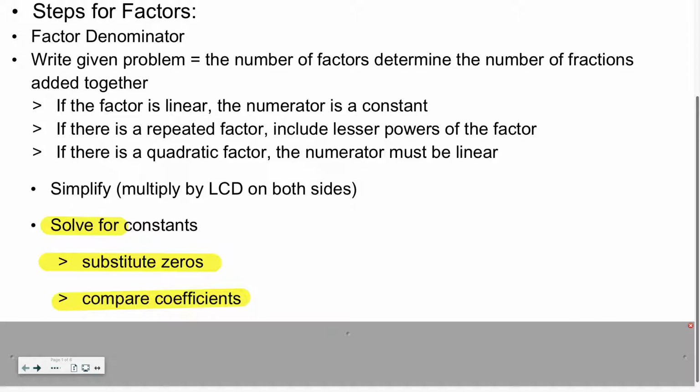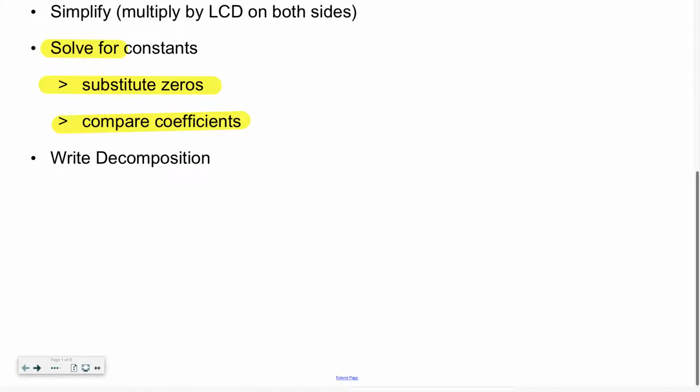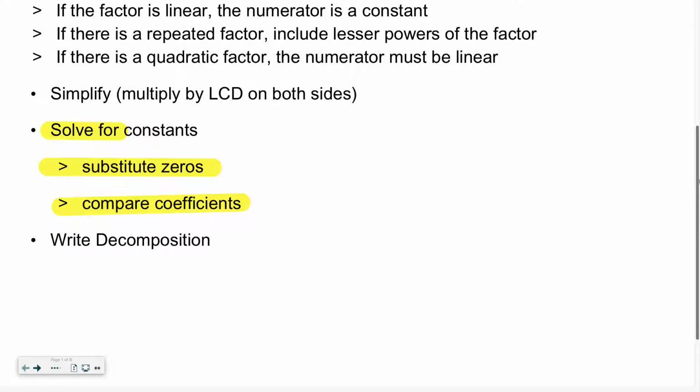And then our last step will be to actually write out the decomposition. So we solved for A and B and C, etc. Now let's go back to the setup of the problem and actually change A to the numeric value that we solved for, and change B to the numeric value that we solved for.